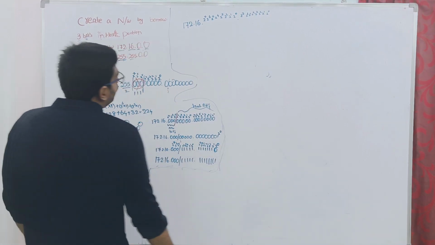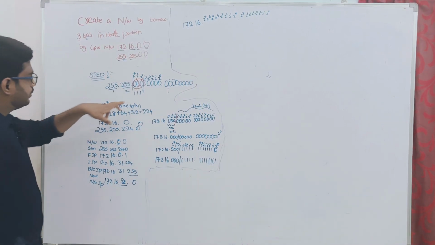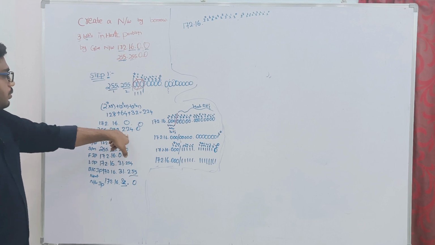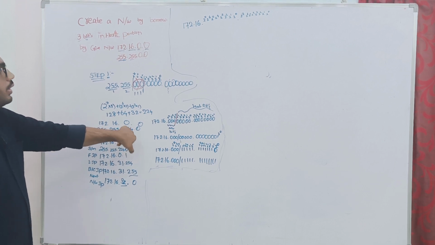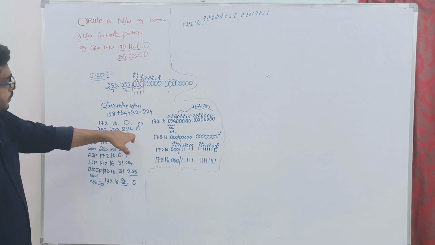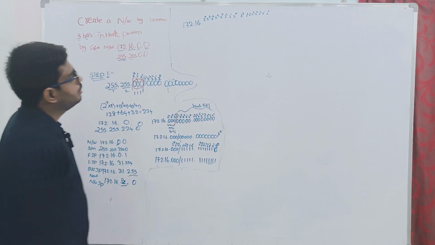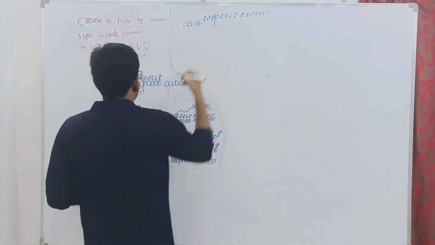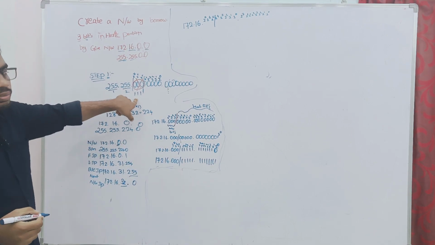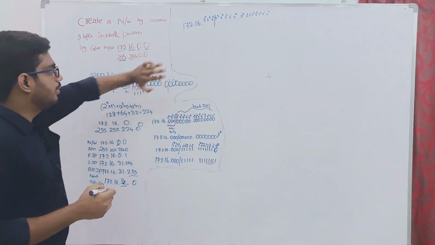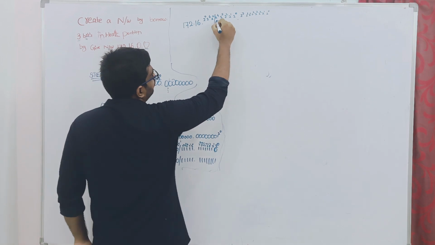Take the 3 bits from the host portion, so up to the third octet. In the third octet only we have the subnet mask, which is subnetted. So you borrow that; you take these 3 bits, we find there only. So you take these 3 bits and make the rest of the host portion zeros.